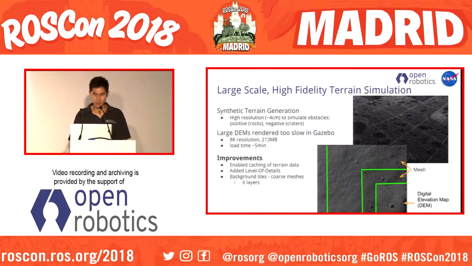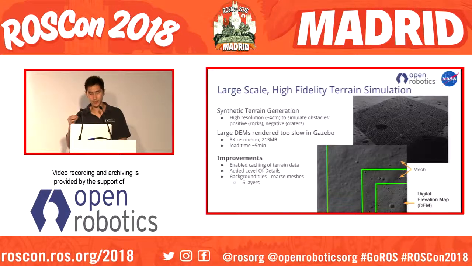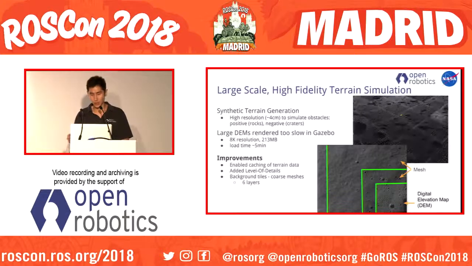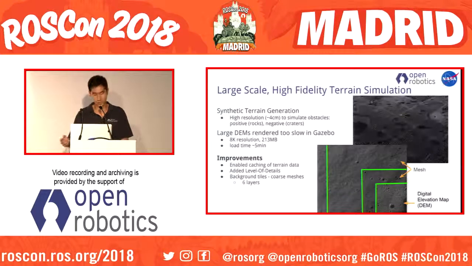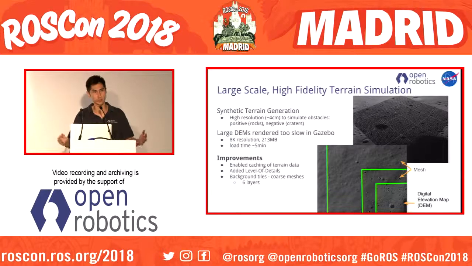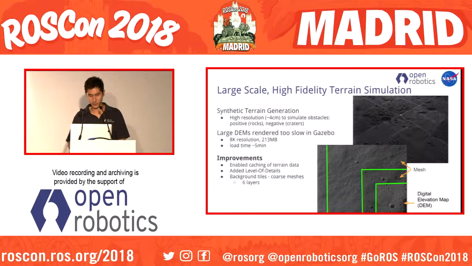And the last thing that we did was that we decided that for any of the terrain that the rover isn't being driven on, we don't need high resolution terrain. So you see in the bottom right picture, we use the high resolution DEM, and everything outside of it, we just use coarse meshes. These are Collada meshes, and then we build 6 layers out, all the way out to the horizon. So with all these changes, we're able to load the entire terrain in Gazebo.